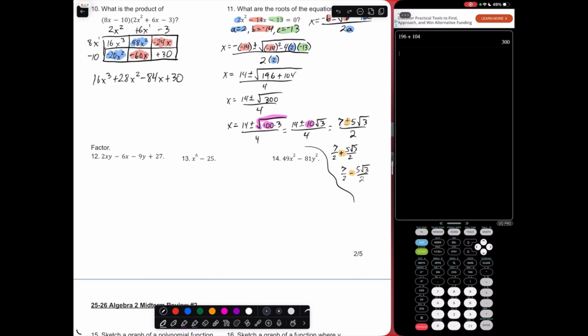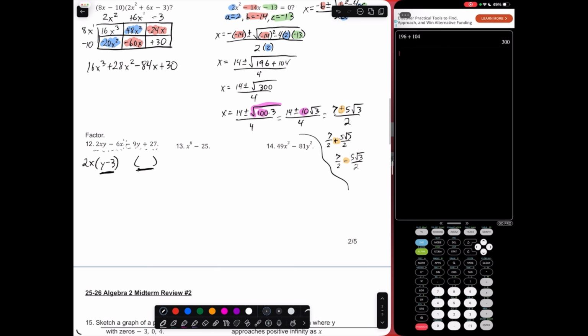Number 12. 12, 13, 14 are factoring problems. Number 12, since there are 4 terms, we want to factor by grouping. So we look at what the first two have in common in terms of a GCF. That would be 2x. 2x goes into 2xy, and 2x goes into 6x, so you'd be left with y minus 3. And then negative 9y and positive 27 have a 9 in common. Now, I know that we have a y minus 3, and I want that to match up over here with the same thing. The 27 is positive and the negative 9y is negative, so that tells me to switch signs, I'll need to factor out a negative 9.